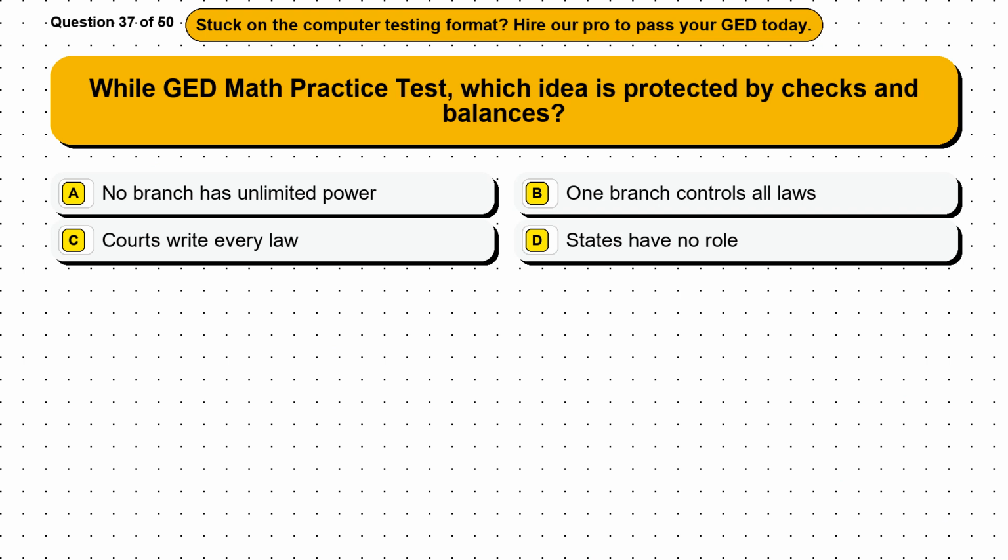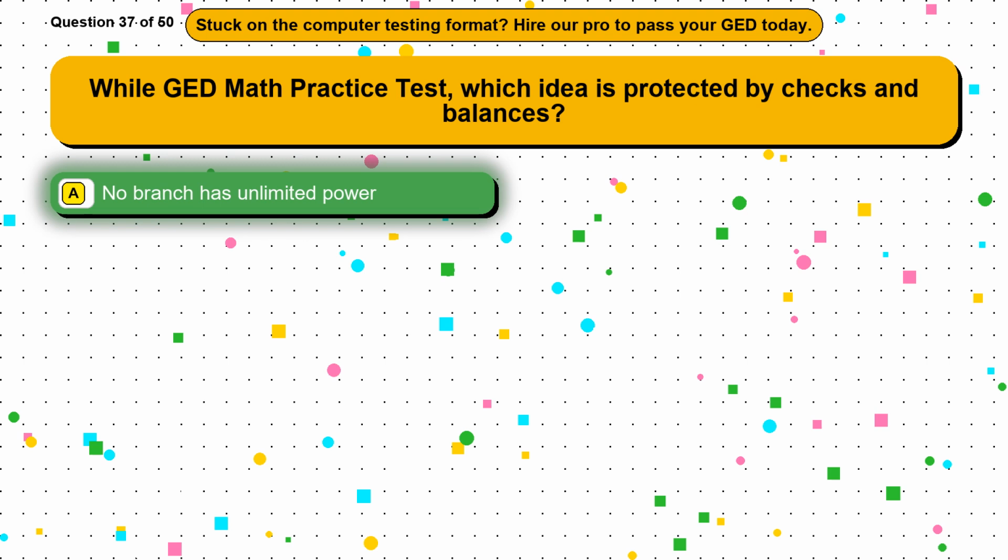Question 37. While GED Math Practice Test, which idea is protected by checks and balances? Option A. No branch has unlimited power. Option B. One branch controls all laws. Option C. Courts write every law. Option D. States have no role. The correct answer is option A. No branch has unlimited power.